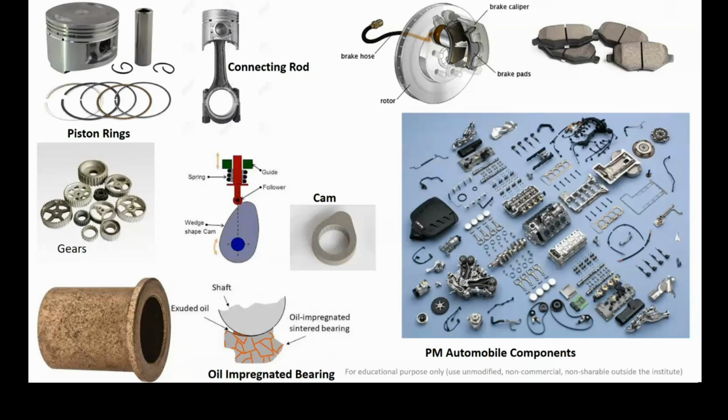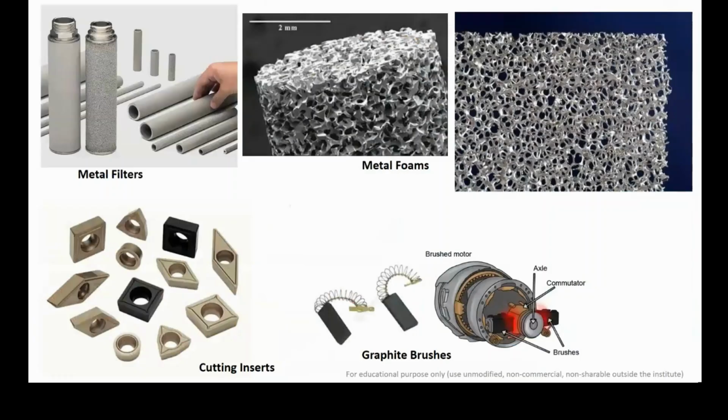And at the bottom, you can see an oil impregnated bearing. This is basically a copper bushing, and you can see lots of porosity, or porous features, present on the surface. It is a vast variety of powder metallurgy automobile components. Then we can also fabricate metal filters for industrial applications, and these metal foams. It is very similar to the rubber foam which we see in day-to-day life. And then we have cutting inserts.